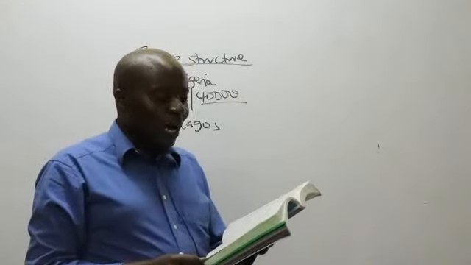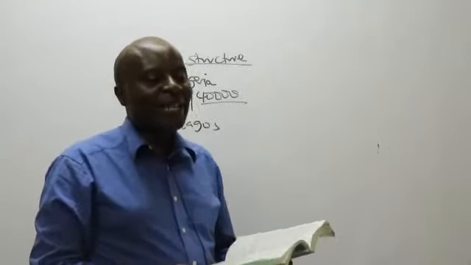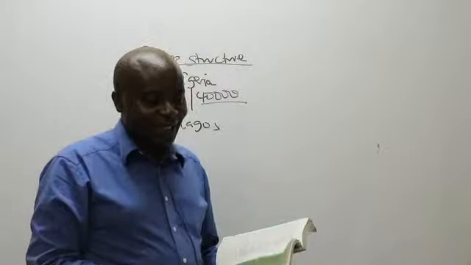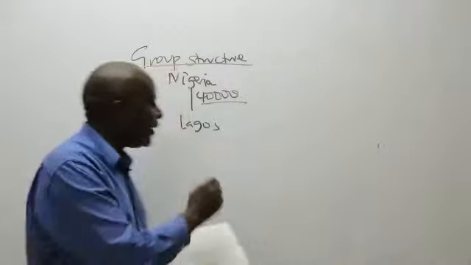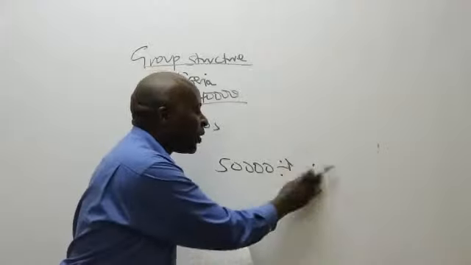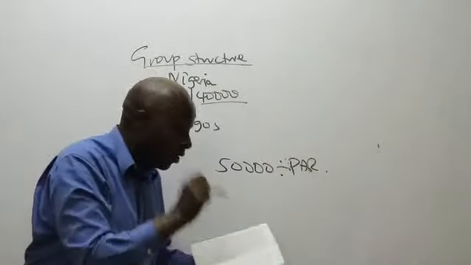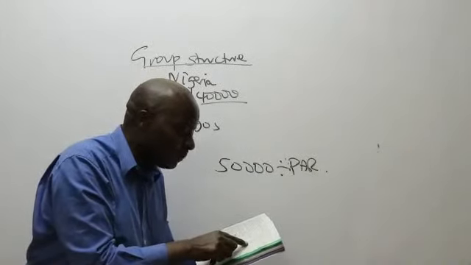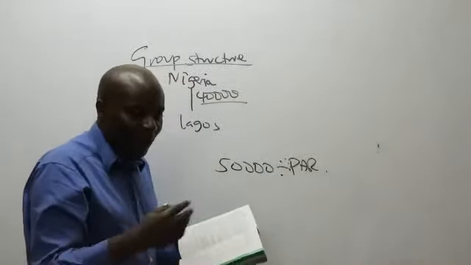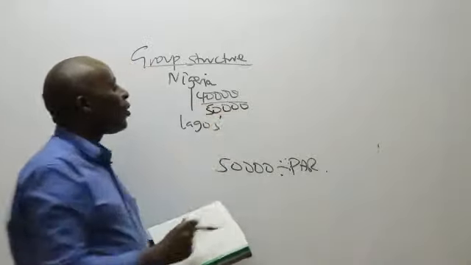How many shares does Lagos have in total? I will go to the share capital of Lagos and divide by the par value. Share capital of Lagos is 50,000. The par value is DN 1. So the number of ordinary shares of Lagos is 50,000.